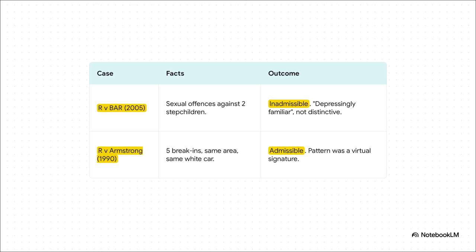On one side, you've got R v Bear. The court looked at the facts and said, yeah, this is tragic, but legally speaking, it's depressingly familiar. There was nothing so uniquely similar about the offenses that they pointed irresistibly to the accused. Now contrast that with Armstrong. 5 break-ins, same area, short time frame, similar methods, and, this is the kicker, a white car involved every single time. The pattern was so distinctive, it was like a virtual signature, admissible to prove the identity of the offender. See the difference?